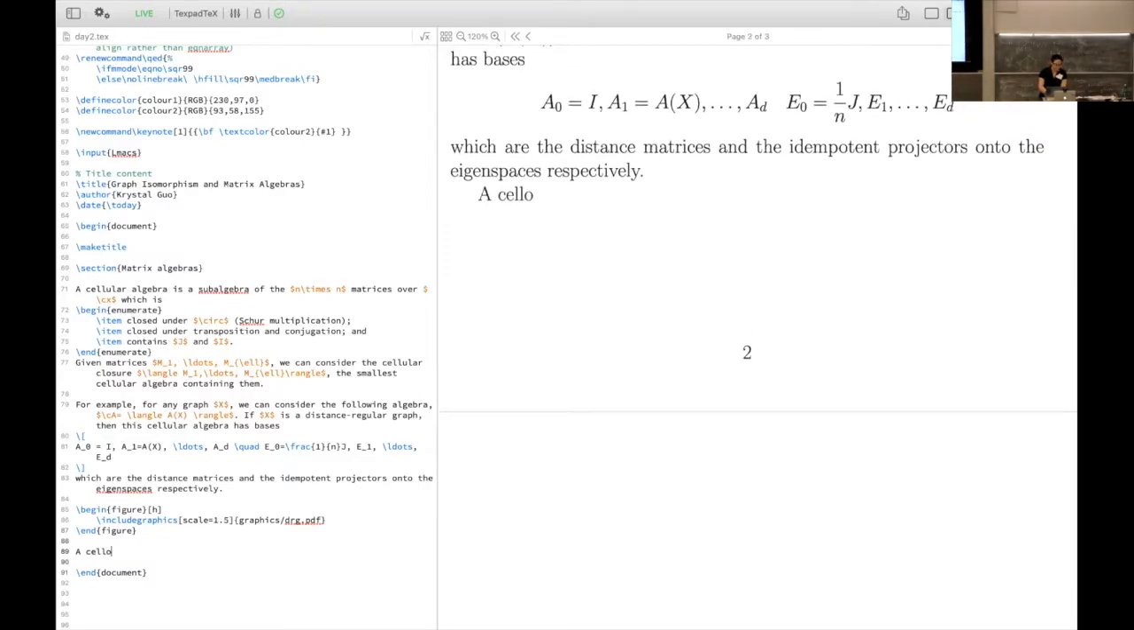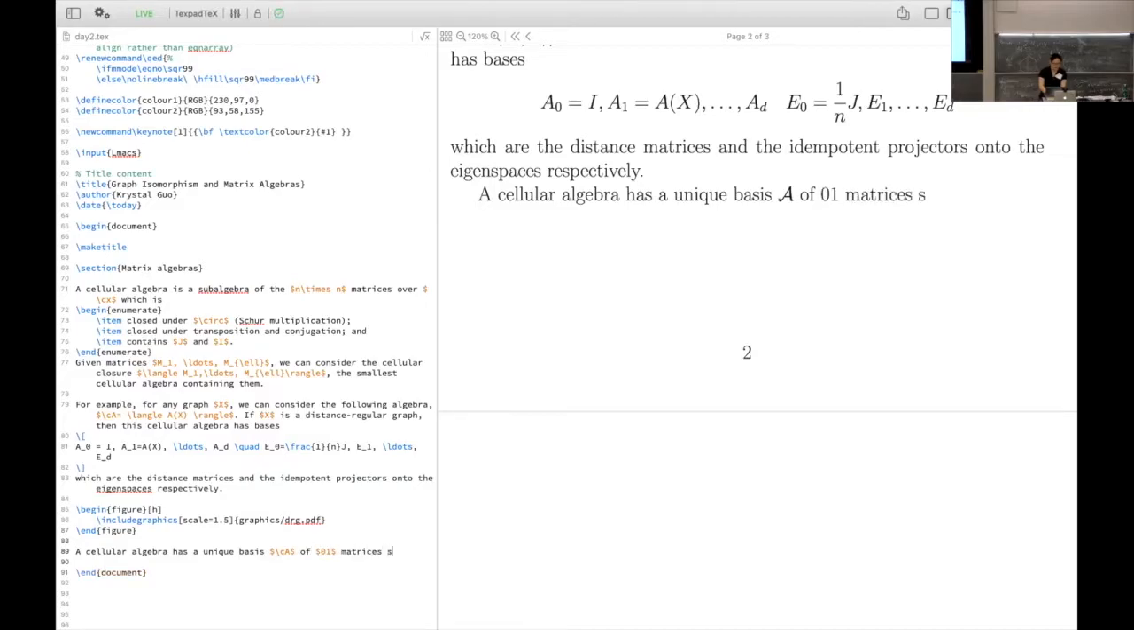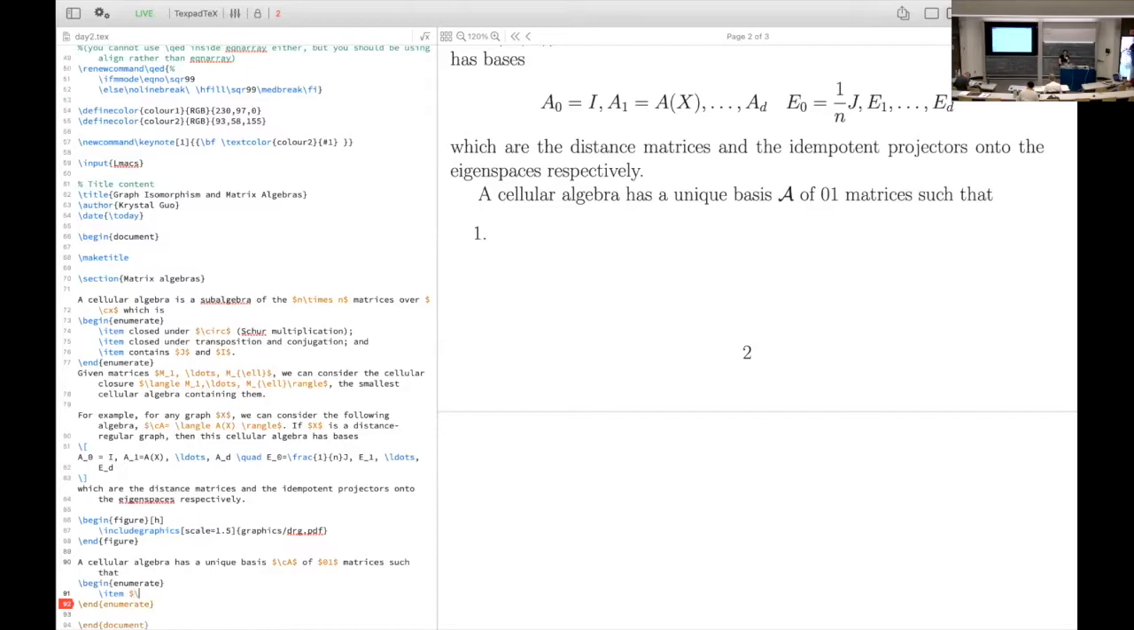Okay, a cellular algebra has a unique basis, script A, of 0, 1 matrices such that the following holds. This basis is basically like the distance matrices when you consider the distance regular graph. So what's one thing that's true for those? Well, if you sum all of them, what should I get? With a 0, 1 basis, you should get the all ones matrix, J.